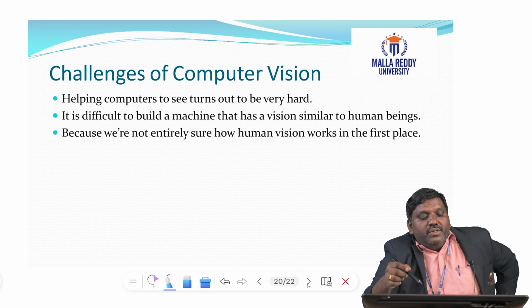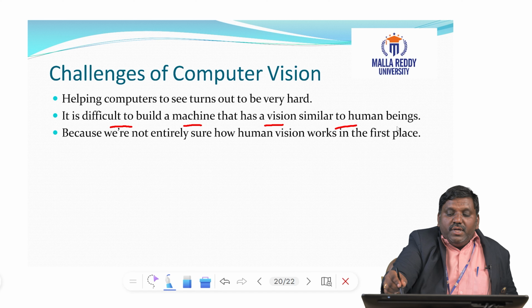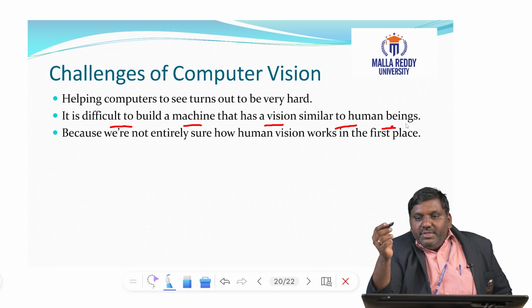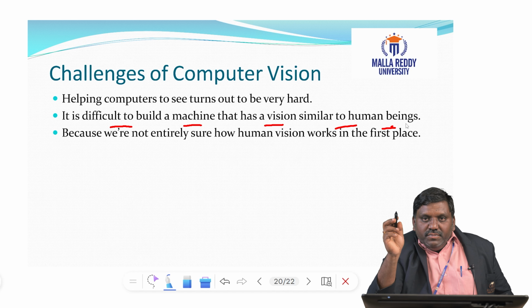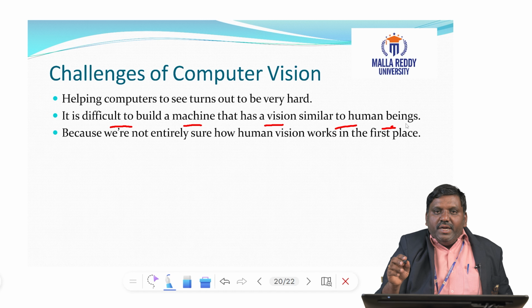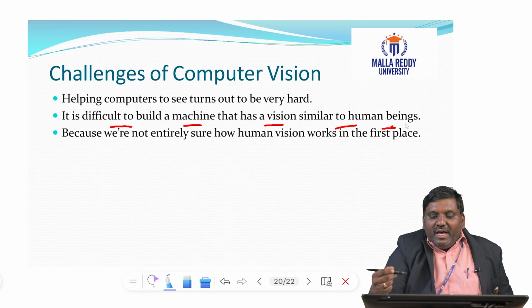Then challenges in the computer system, the continuation. Here, it is difficult to build a machine that has a vision similar to human beings. So that is one of the challenging cases. We are not supposed to build a machine exactly like a human. In order to do that, we should give more training for the particular image. That means you are applying more training algorithm. If the training is in the proper way, you can get the apt result. That is the meaning of this line.